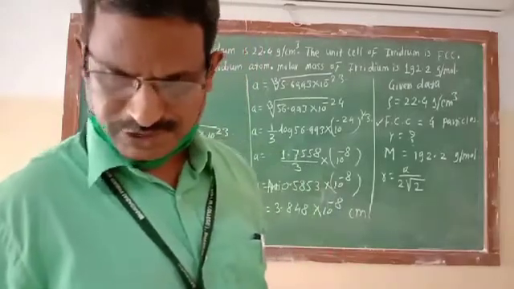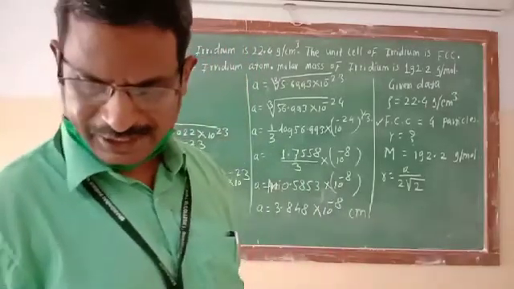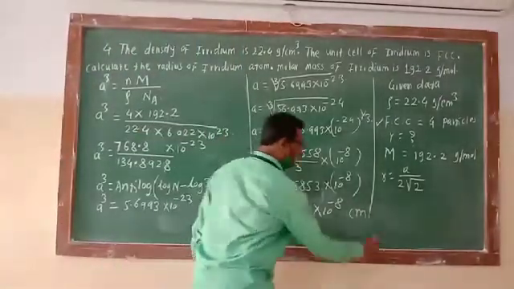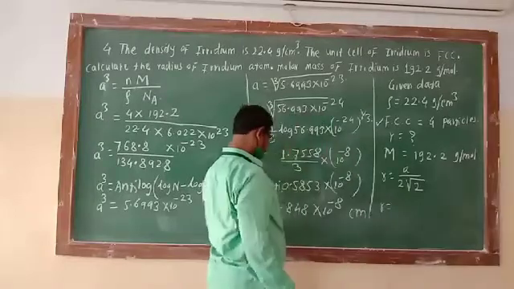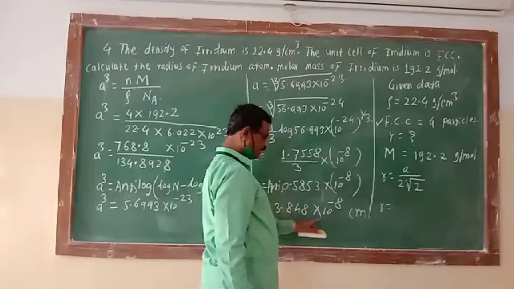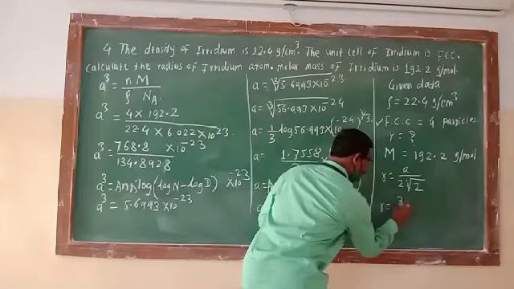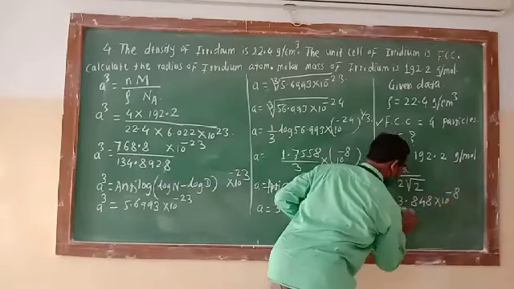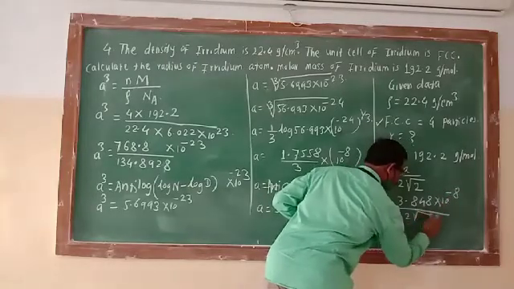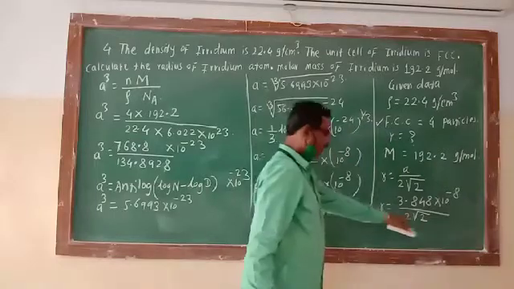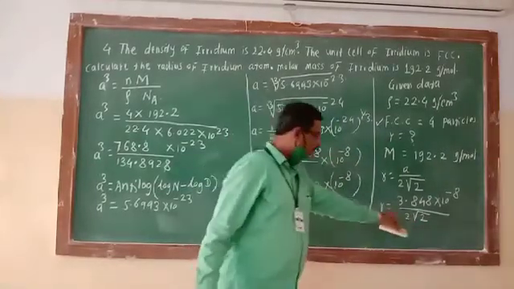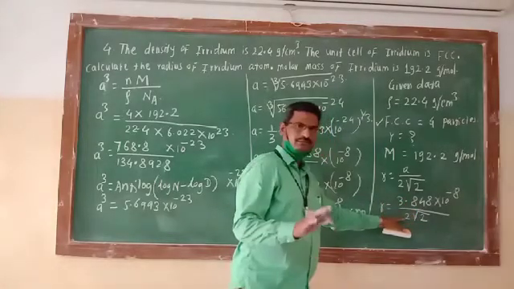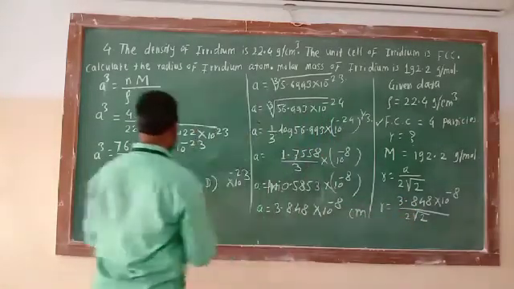Or if we substitute directly the value of A, we can calculate the radius like this. R is equal to, what is the value of A? 3.848 into 10 raised to minus 8 divided by 2√2. Now what is the √2? That we have to substitute here. Then log of numerator minus log of denominator. So let us see over here how to calculate that answer.